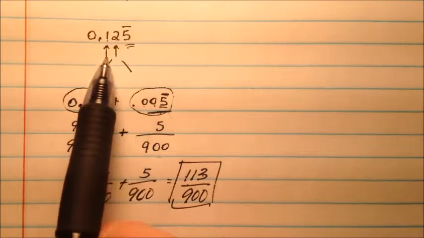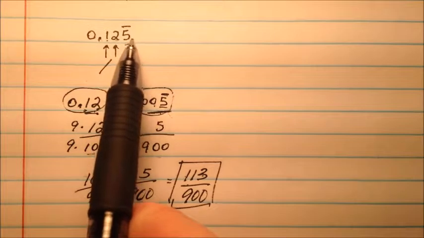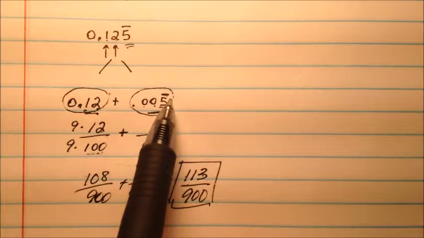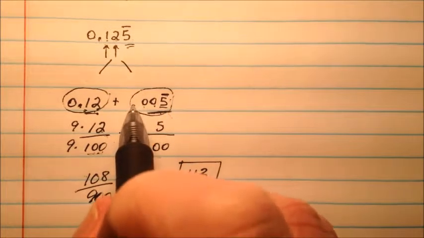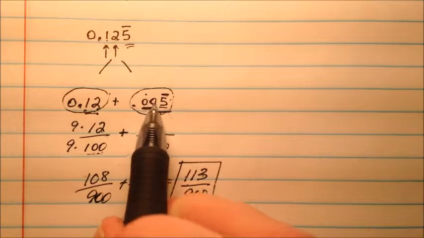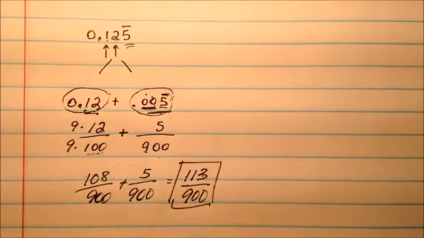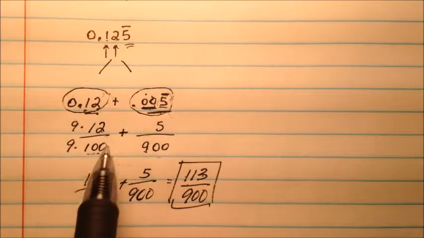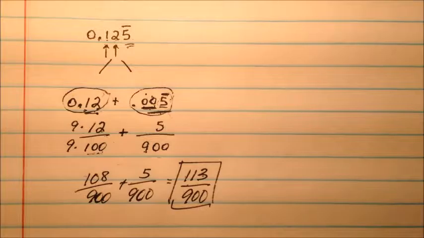So this is kind of how this is going to work. We're going to break it up into two parts: a non-repeating part for the 0.12, and a repeating part for the 0.005 repeating in our case. Then over here we have 2 zeros, because of the two places that aren't repeating, and then the 9 for the repeater, so the 2 zeros with our 9. And then just our normal 12 over 100. Then get common denominators, and add those things together.